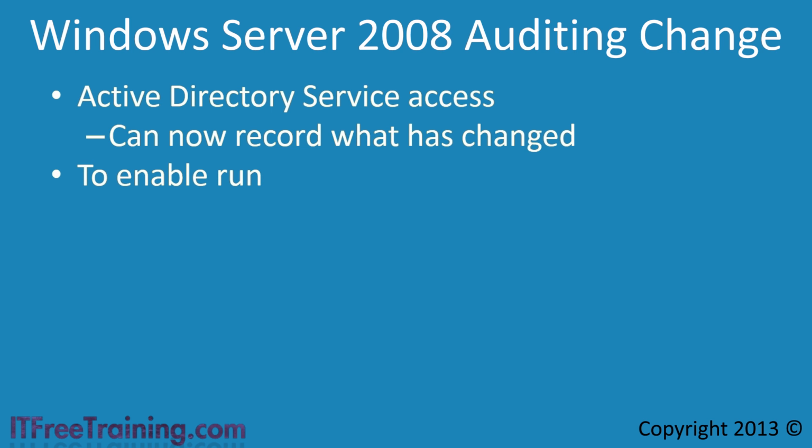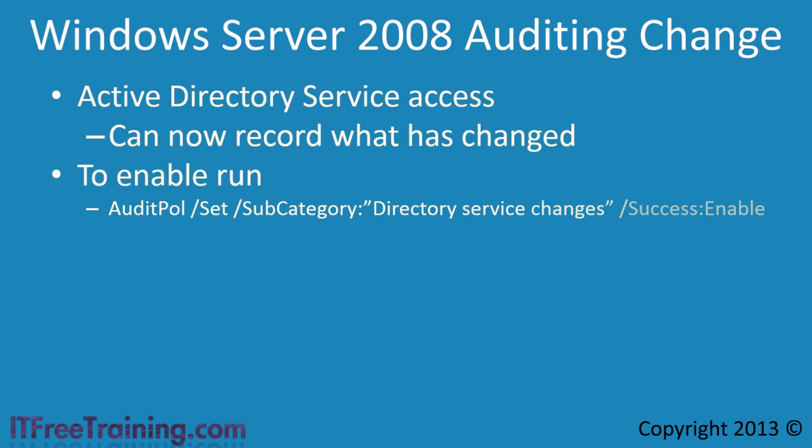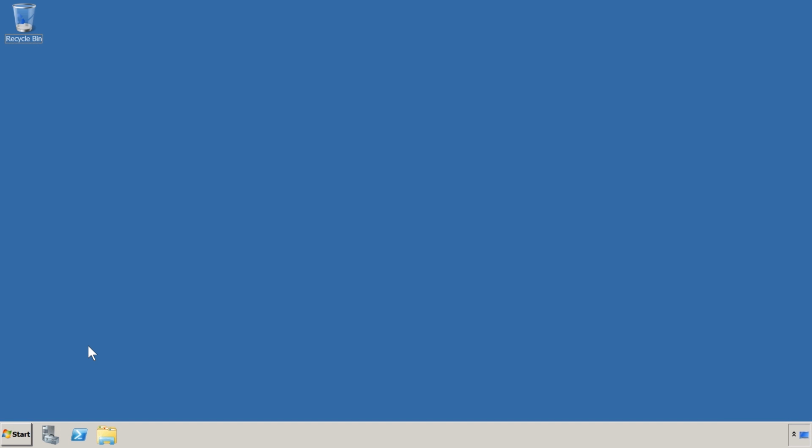To enable the additional auditing in Windows Server 2008, run the following command. Once the setting has been enabled, Windows will start recording additional information, allowing the administrator to determine what the value was before the change. I will now change to my Windows Server 2008 R2 domain controller to look at how to use this option.